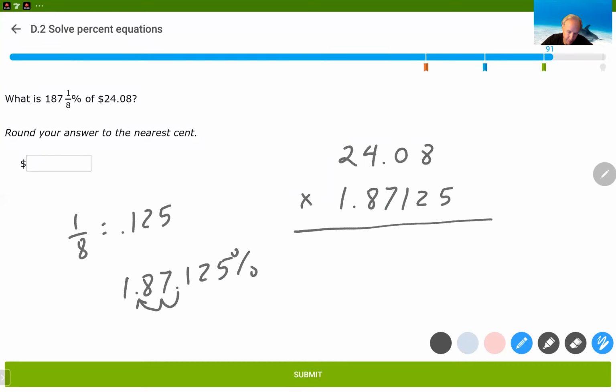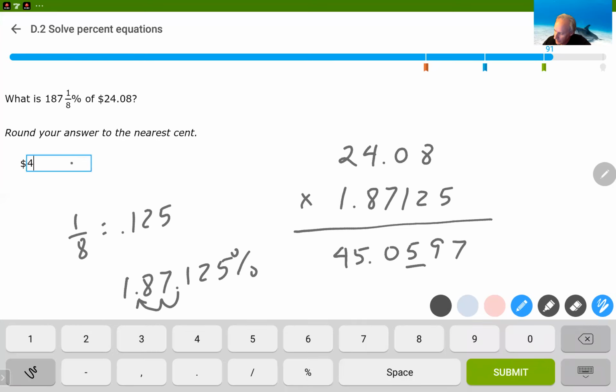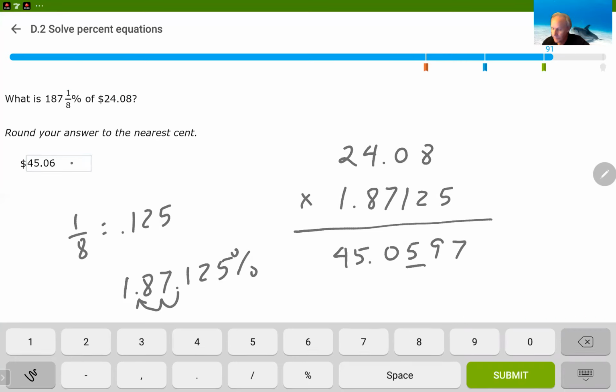24.08 times 1.87125 is 45.0597, which clearly rounds up to 45.06. Let's check our answer, make sure that it makes sense. This is almost double 24, and that's almost double 24.